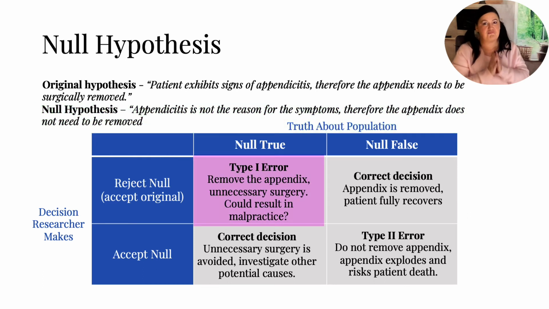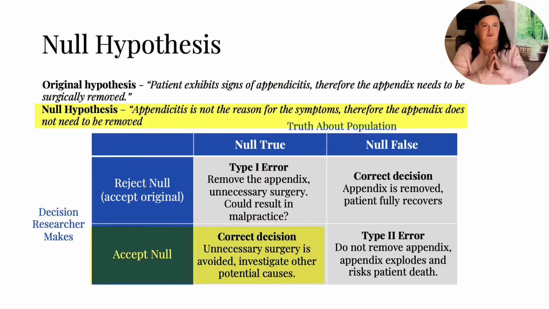Let's say they accept the original, and it is appendicitis, but actually the null is true, meaning they go ahead and remove the appendix. But then the patient has unnecessary surgery because we find out later on that he swallowed a cup of screws and nuts and bolts, and that's why he had a stomach ache. This could result in malpractice, right? If you're supposed to do surgery on the stomach and not the appendix, you're in big trouble, and the lawyers will come and sue for malpractice.